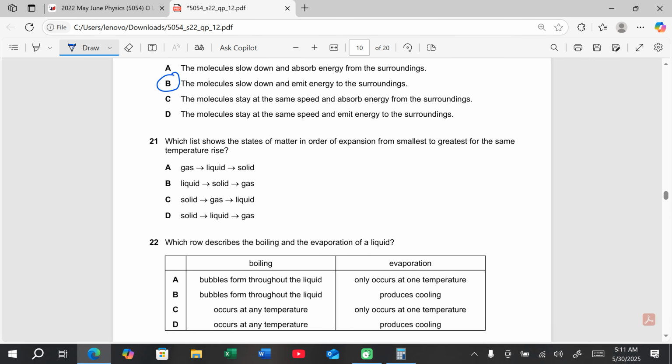Which list shows the states of matter in order of expansion from smallest to greatest for the same temperature rise? So the expansion order is from smallest to greatest. Solids expand the least, liquids expand a little greater, and gases expand the most. So it's D.